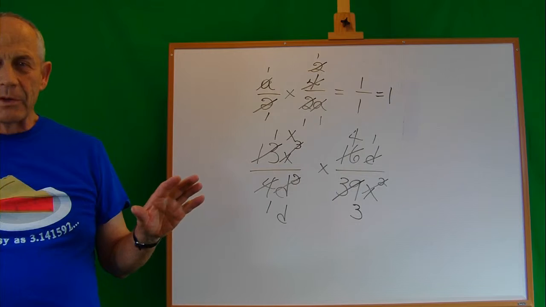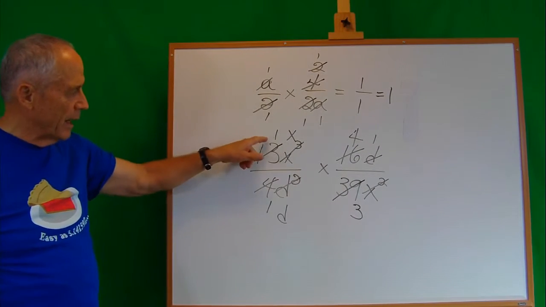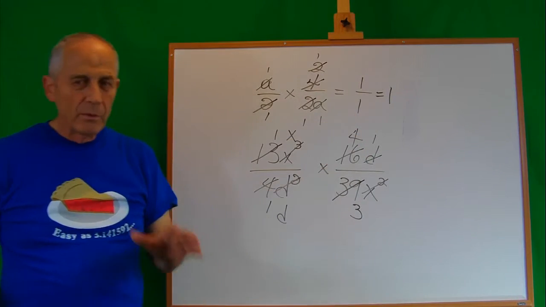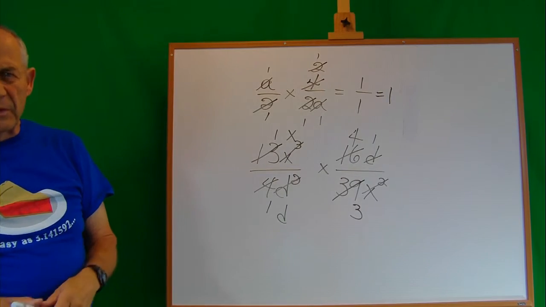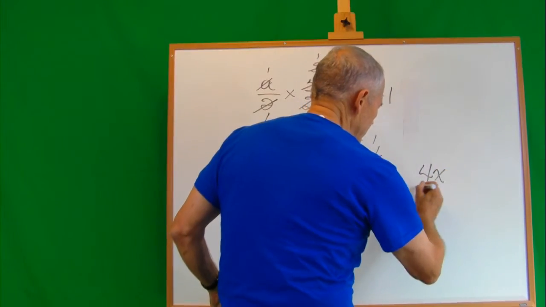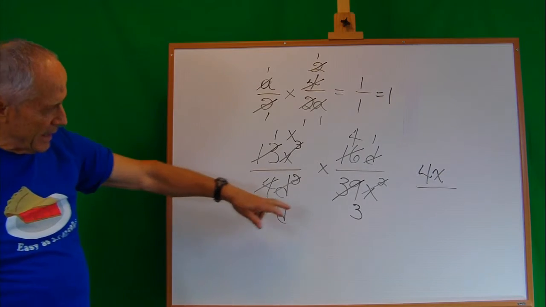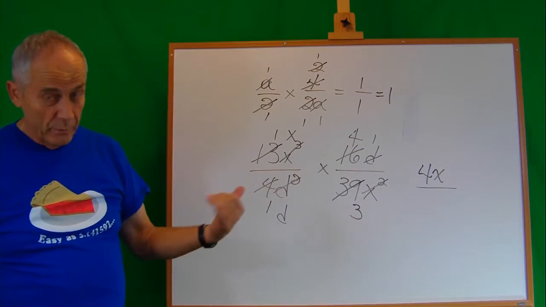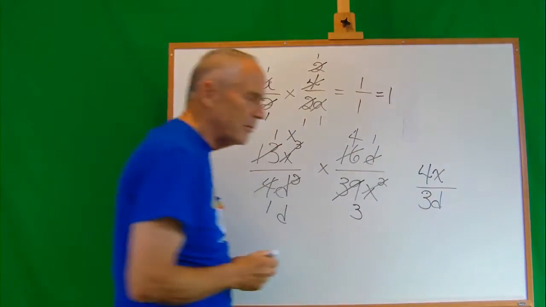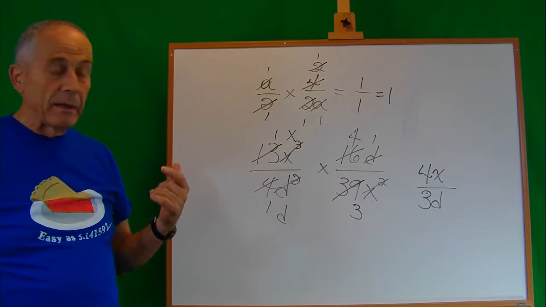Now I'm going to go ahead and do the multiplication. All right? Multiply 1 times x times 4 times 1. We always write the number first just because it makes more sense to us. So I'm going to have 4x in my numerator. Now I'm going to look here and I've got a d and a 3. Number again first. So there's my number. So my answer is 4x divided by 3d.